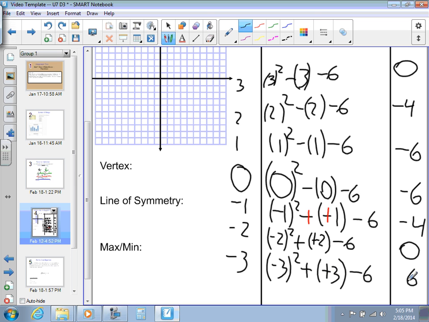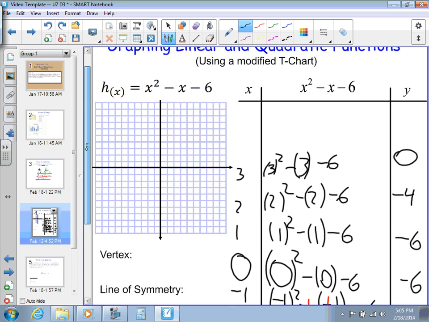Okay, let's go back up here and see if our symmetry continues. So now I've got a 4. I'll put in 4 squared minus 4 minus 6. So 4 squared is 16. 16 minus 4 is 12. And 12 minus 6 is 6.